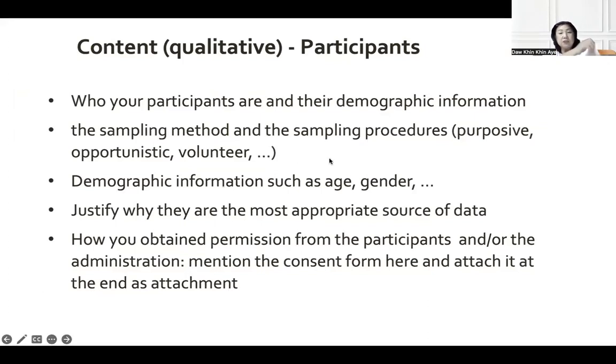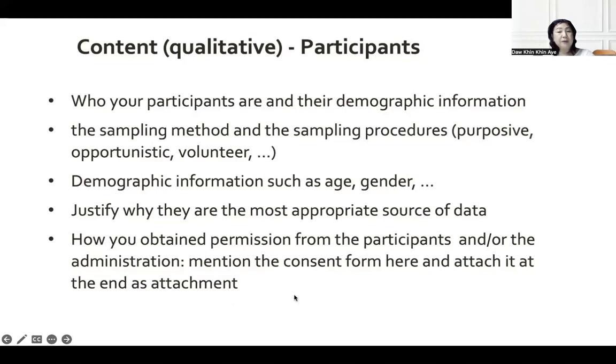The next one, who your participants are and where, and their demographic information. Are they the older generation, the age group, gender, ethnicity, as long as it is related to the research question. The sampling method and sampling procedure, whether it's purposive, opportunistic, volunteer, etc. Sometimes you have snowballing. When recruiting participants is very, very difficult, you try to get one participant, make friends, and ask whether there are other people with a similar background, and try to get one after another. That is snowballing.